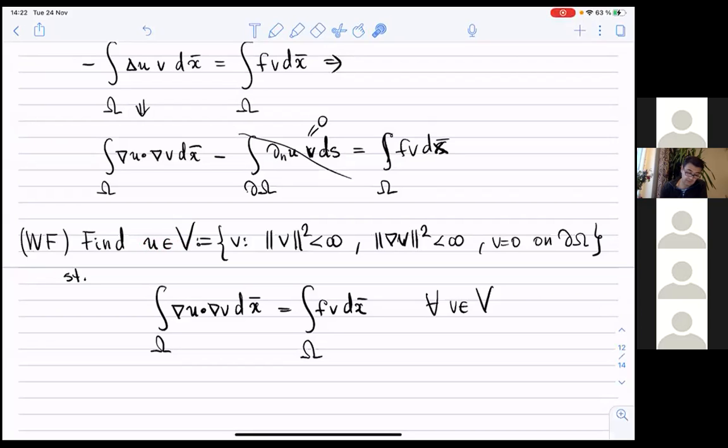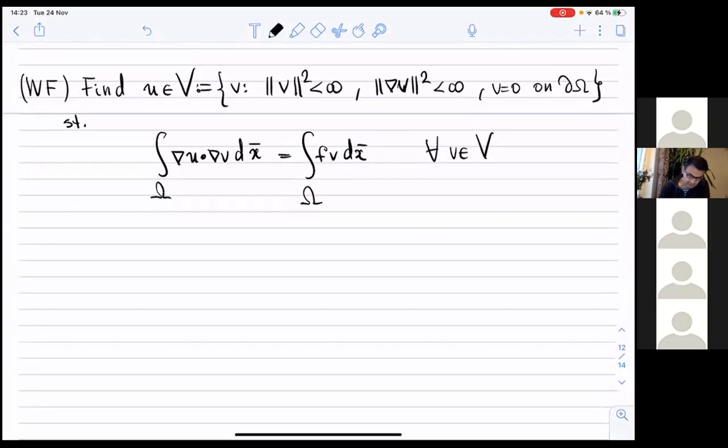And sometimes we also call this formulation variational formulation, because u is fixed. We are looking for u here, but we are changing v. So we are varying v. v is varying in this space. That's why the name variational formulation comes from the fact that we are changing v. So for every v in the space, we can just write this formulation.